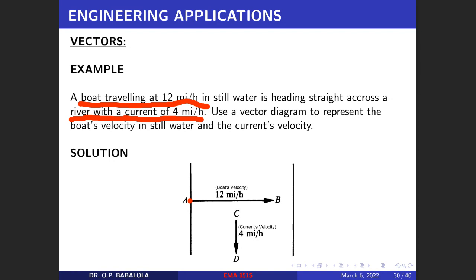Let's assume this is where you have the river in between these vertical lines. And then you have the current of the river. Basically, the current we apply downwards. Okay, so the current velocity we face downwards because it goes down to the bottom of the river. So that's why we have from point C goes downwards to point D.